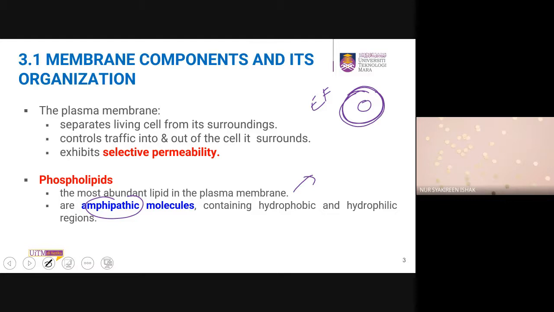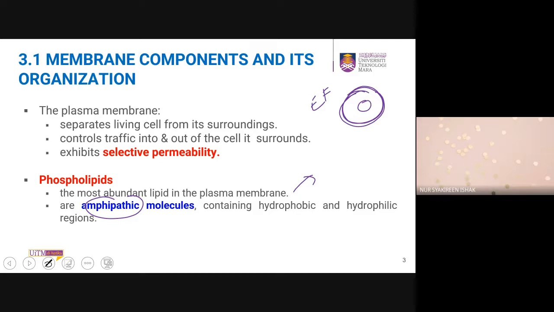Amino acid, which we look at in chapter 1. Amphoteric and amphiphilic are totally different. You have to know which one is which. Amphoteric is when a molecule has both acid and basic groups. It has both an amino group and a carboxyl group, so it can become an acid and it can become a base. Amino acid, for example, is amphoteric.